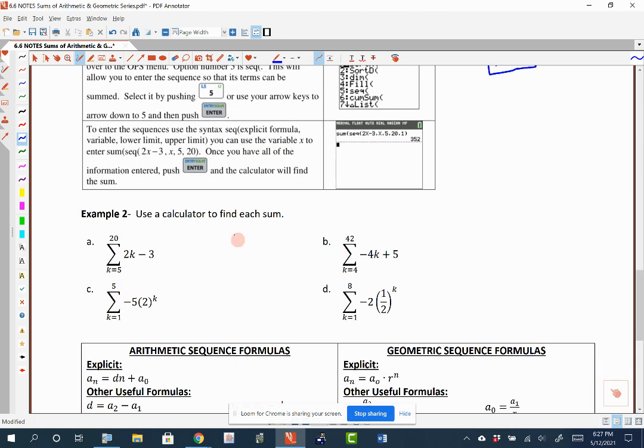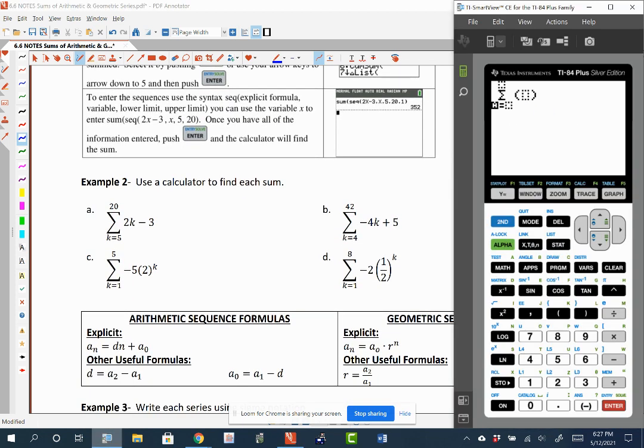So example 2, that's what we want to do. We want to find the summations. Now, I use K because that's what the district materials they gave us used, but really you could use any variable. And for the calculator's sake, it's probably easier to type in X. So I'm going to call it X instead of K. So for this problem A, we have that K equals 5, so X equals 5. And notice it's got a right arrow, and when you press that right arrow, it takes you up to that upper limit. In this case, it's 20.